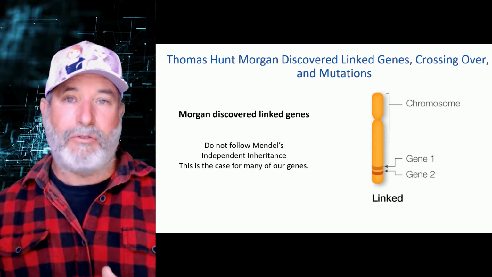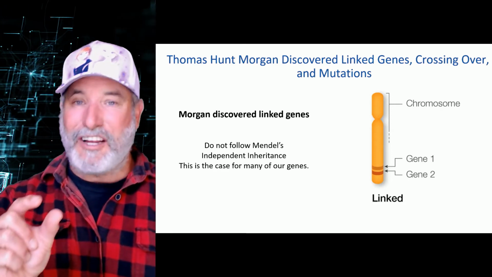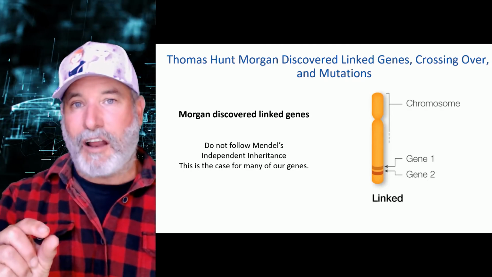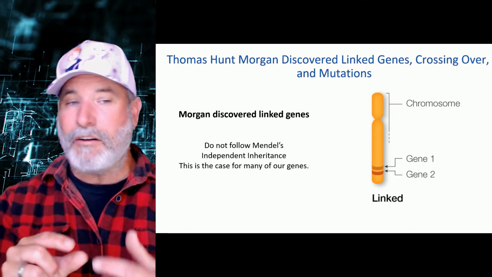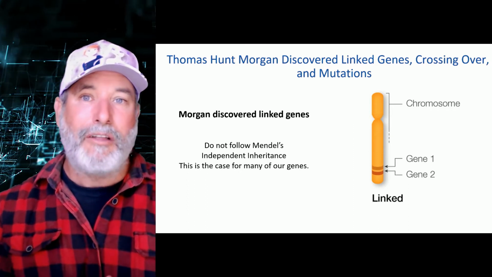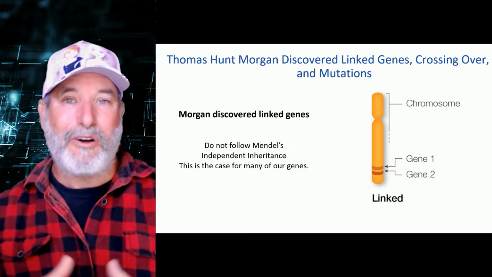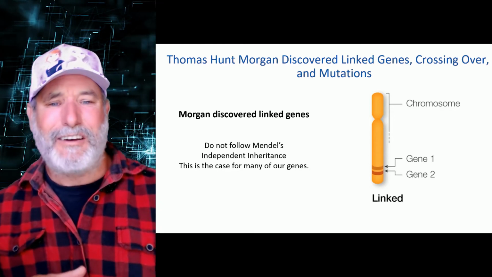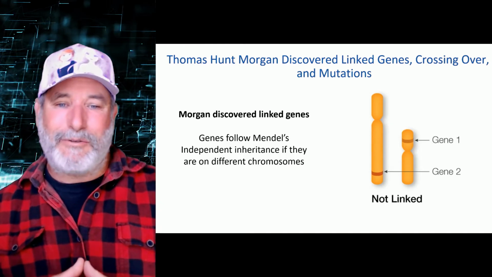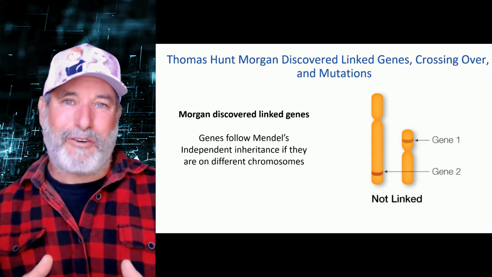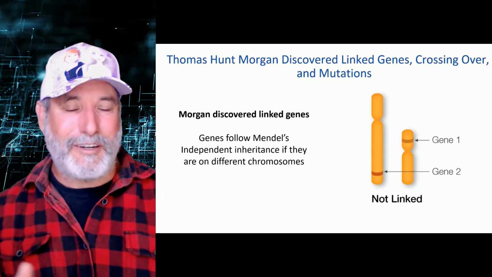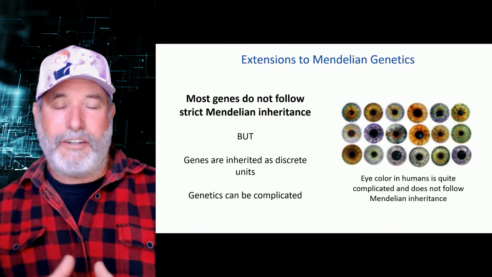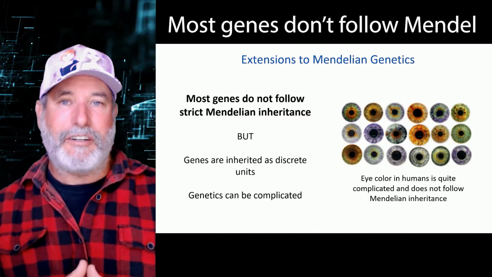And he was actually able to figure out how close genes are to each other based on enormous breeding experiments. Because the closer they are together, the more likely genes are inherited together. The further apart they are on the chromosome, the more likely that crossing over will break them up. So wow, he discovered linked genes and crossing over and mutations? That's amazing. So he says, if they're on different chromosomes, then they do follow Mendel and they are not linked. And most genes just don't follow strict Mendelian inheritance.